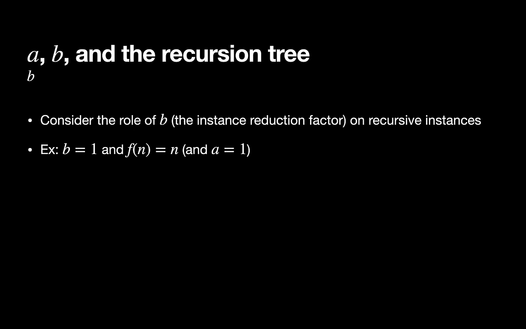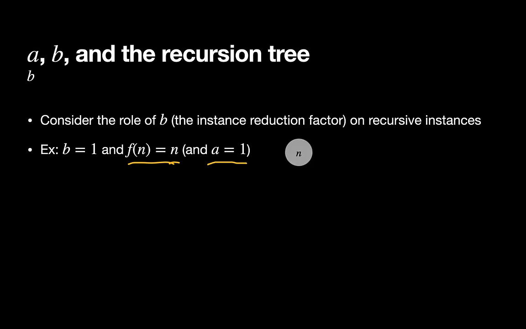But let's think about how B being 1 impacts the recursion tree. Here, I'm also going to think about this f of n function. I'm going to consider it to be n. So B's real role is about changing the amount of data in each successive instance. I'm also going to continue to assume that A is equal to 1.